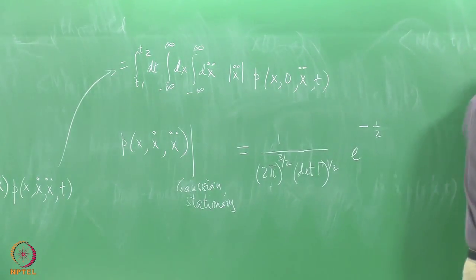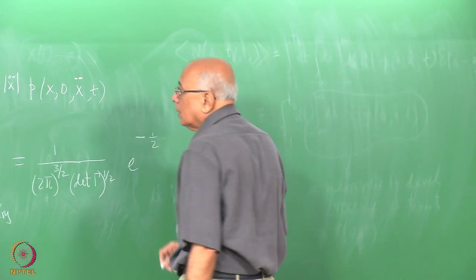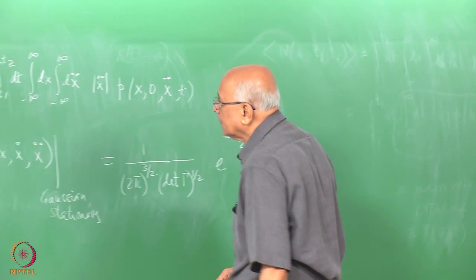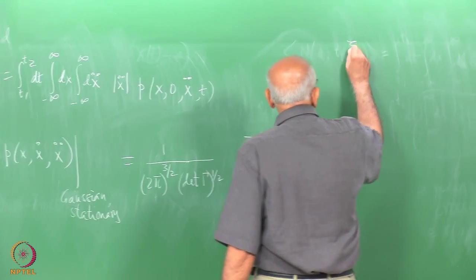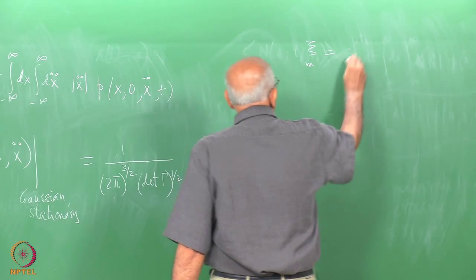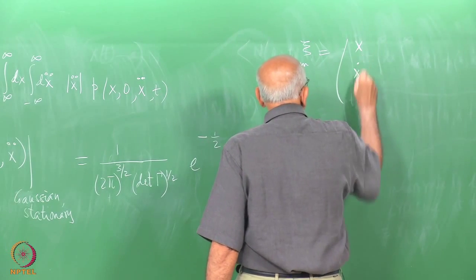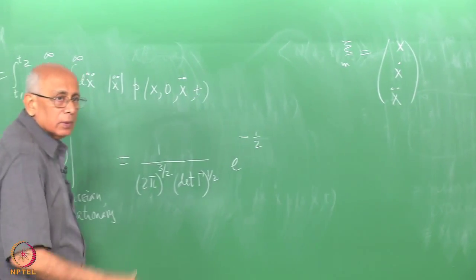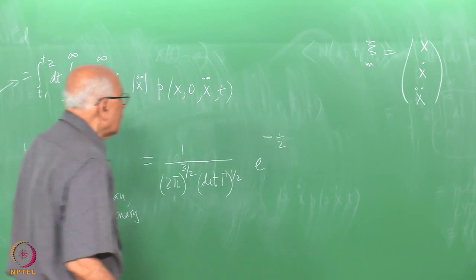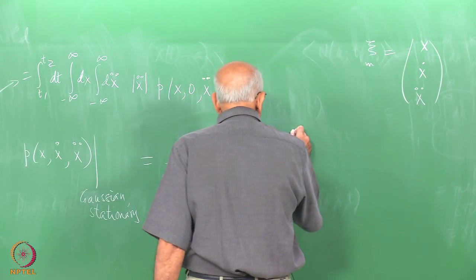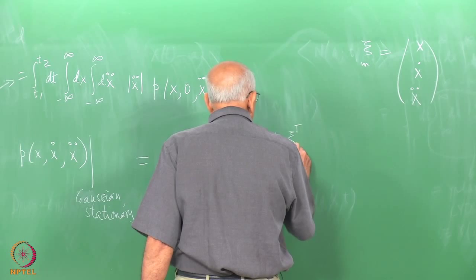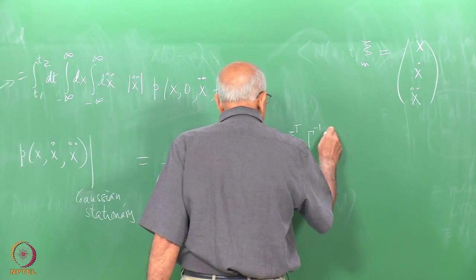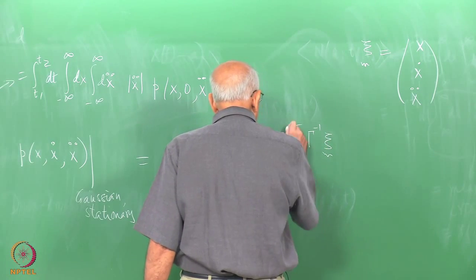And then I need a little notation now. So let me, I shouldn't call it x, let me call it xi, some vector. This stands for x, x dot, x double dot. We put this thing in a column vector. And then it's e to the half xi transpose gamma inverse xi out there.